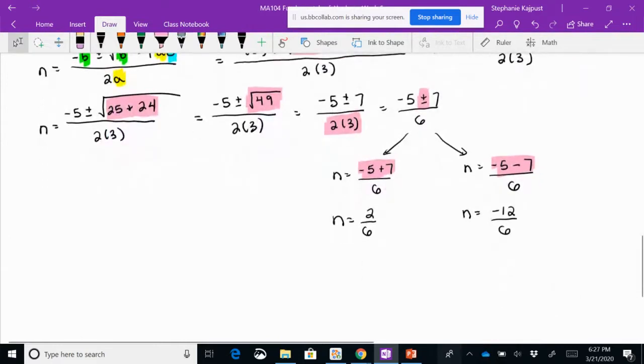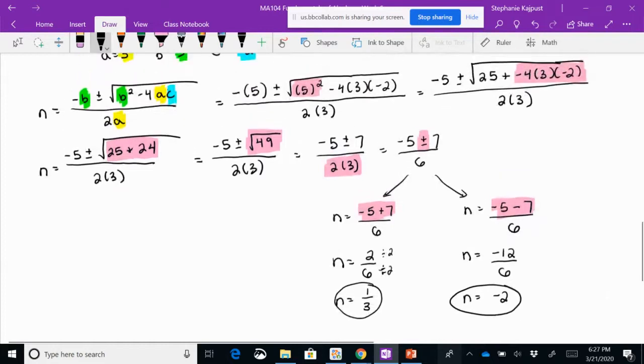Now we're going to simplify the fractions. So n equals, and then 2 over 6 you can divide by 2 and you get 1/3. You can divide each of those by 2 to reduce it. So one answer is 1/3. Our second answer, -12 divided by 6, actually divides evenly, and that gives us -2. So we get for our 2 answers 1/3 and -2.